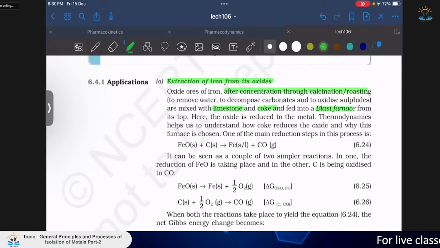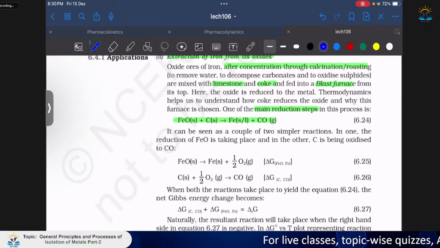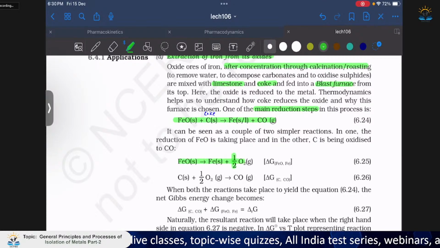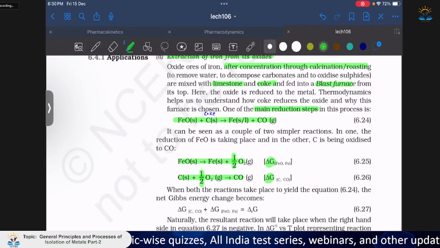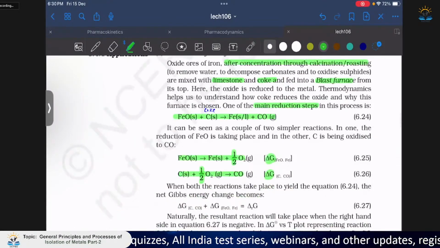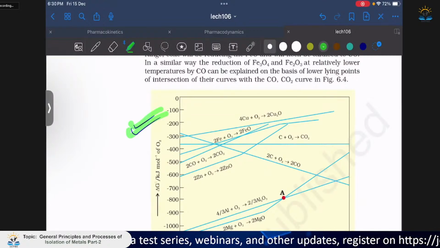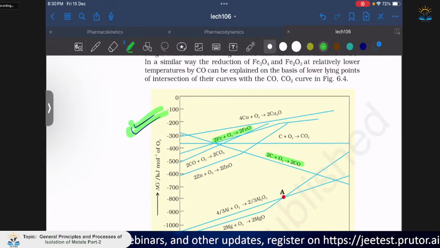Then the oxide is reduced to metal. How? One of the main reduction steps they have given: FeO plus coke gives iron and carbon monoxide. It can be seen as a couple of two simpler reactions, which are these. So these two reactions will have individual delta G's, and we can correlate them with the Ellingham curve. See, Fe to FeO and carbon to this. So they are talking about this curve and this curve, right?